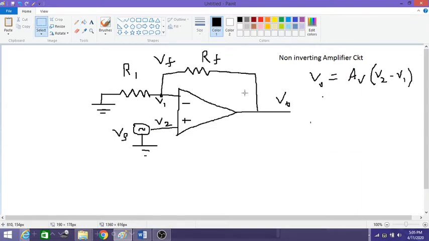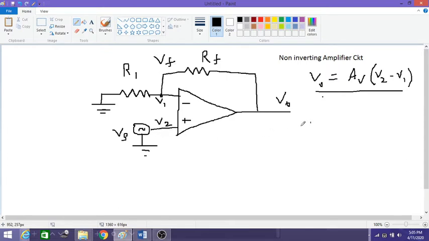So if we look into the analysis of this, it starts with the equation V0 is equal to AV of V2 minus V1. This voltage at V1 is also called VF, the feedback voltage.